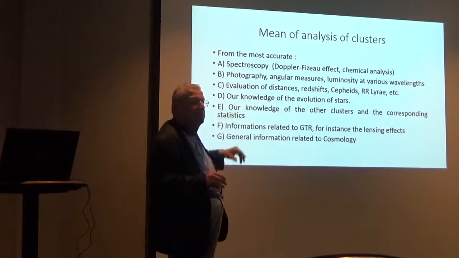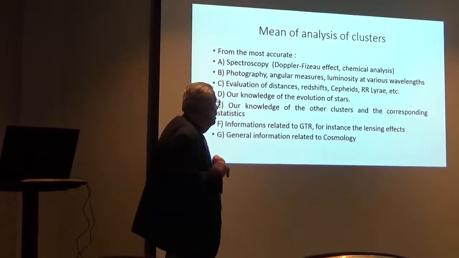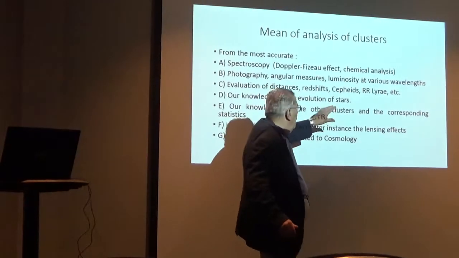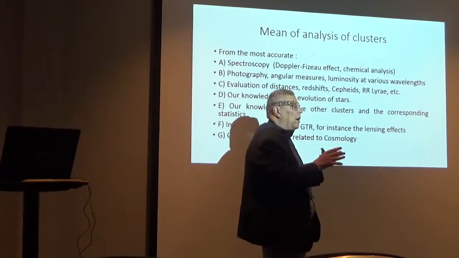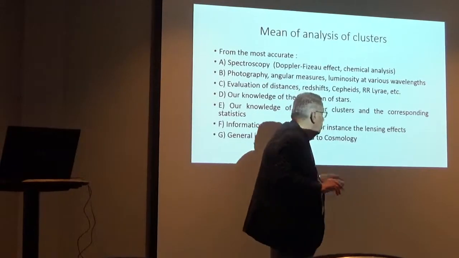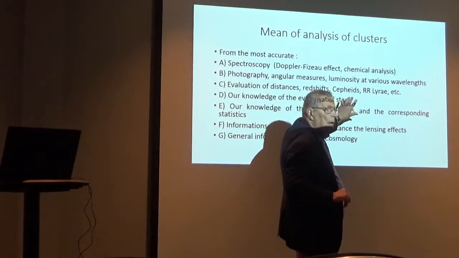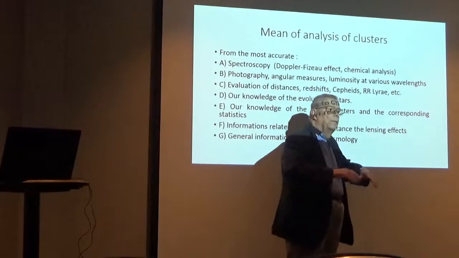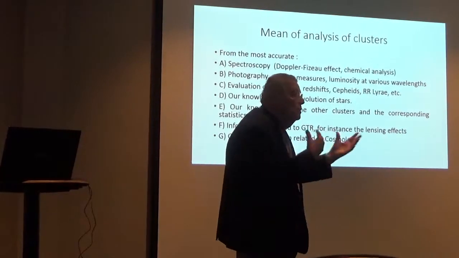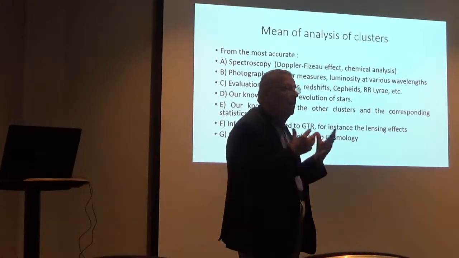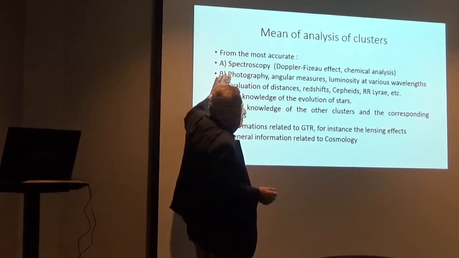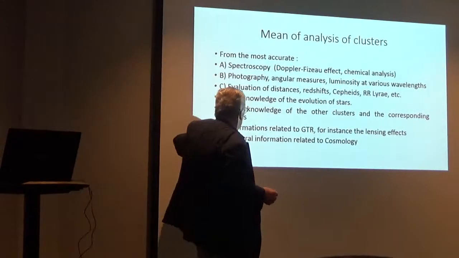Evaluation of distances is much less accurate. There are different means of analysis, the redshift, of course, for which we must take account of the proper velocity. Cepheids, RR Lyrae, and so on, many means of analysis that don't give exactly the same result. And so the measure of distances is much less accurate than the other two.